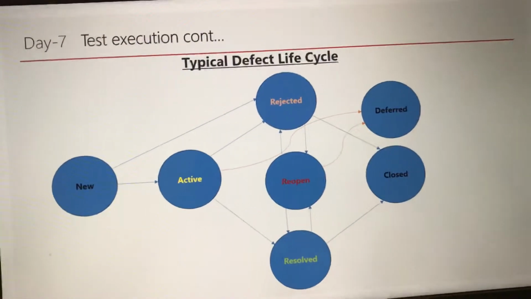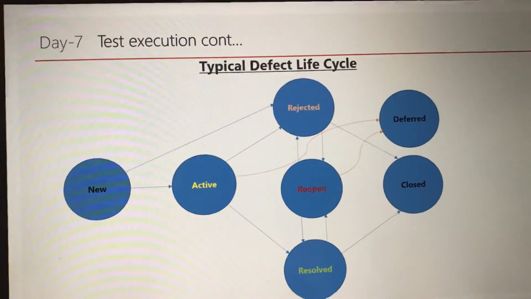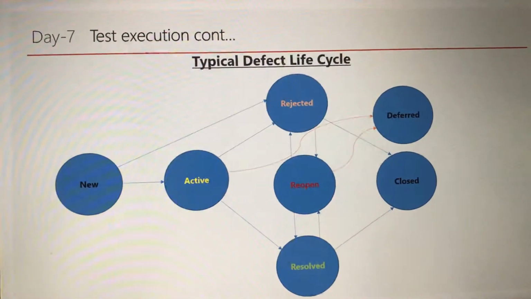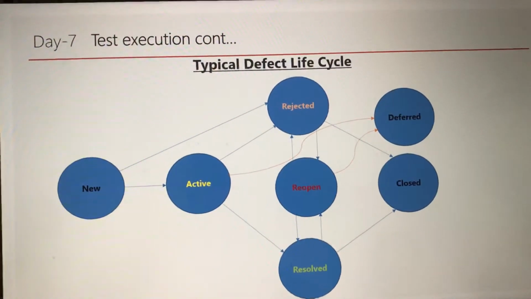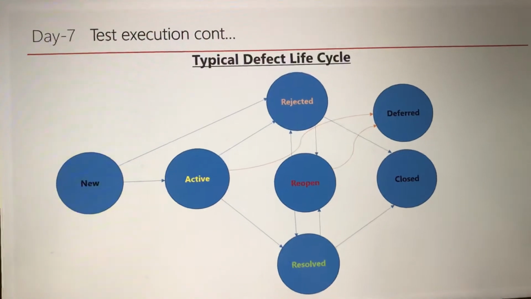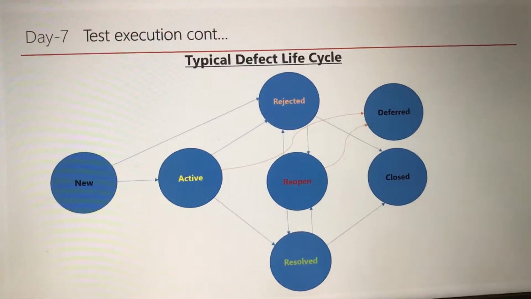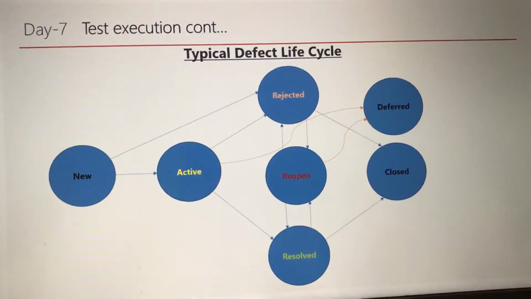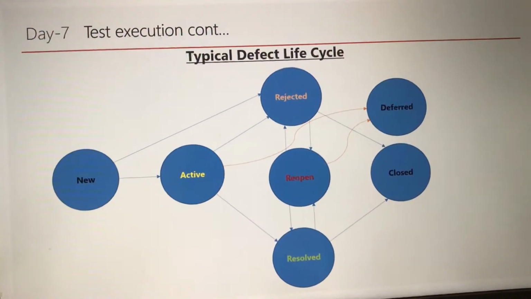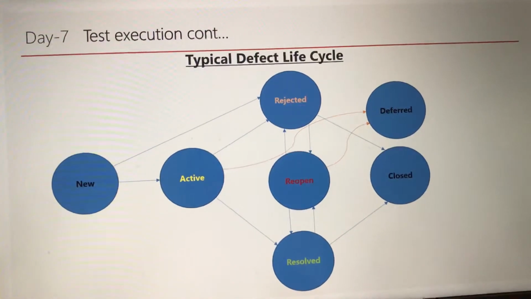From new, it goes to active, or it can go to rejected status, and from the rejected status, either it can be closed or it can be reopened back. From the active status, as we already said, it can go to rejected or it can go to resolved, right? And from the resolved status, either it can go to closed or it can go to reopen, and from the reopen status it can come to resolved or rejected back.